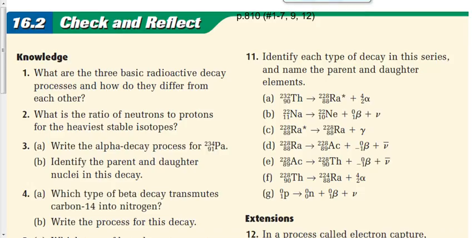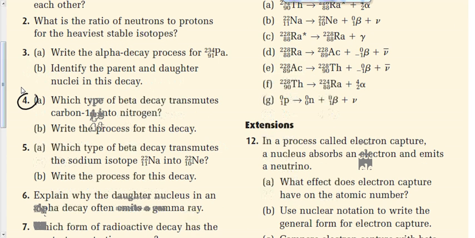Homework from last night was page 810. We're going to take a look at 4 questions on page 810, starting with question number 4. Number 4 says, which type of beta decay transmutates carbon-14 into nitrogen?